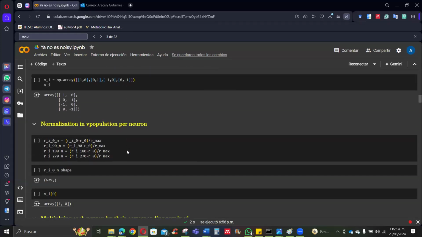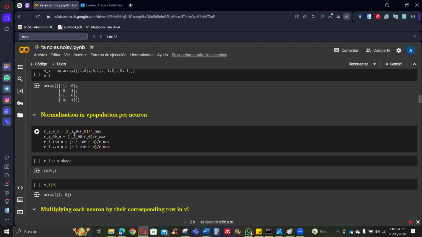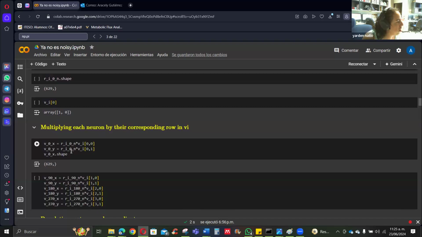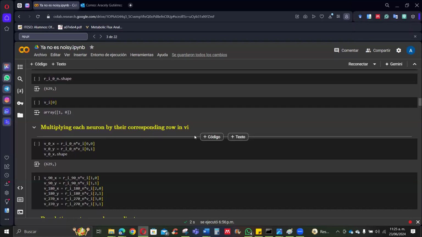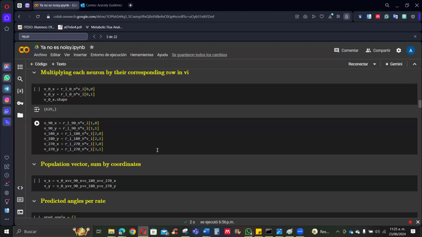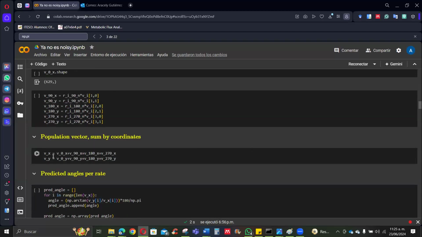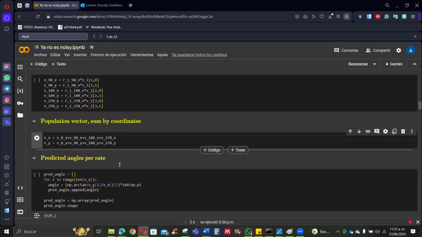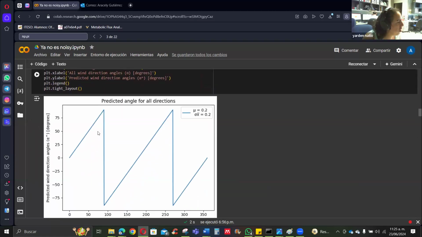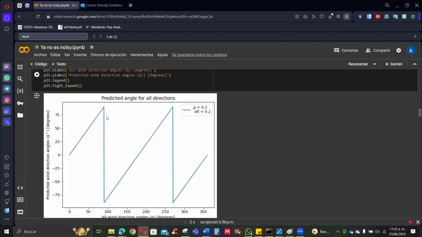So here, after I normalize for each neuron, I subtract the baseline rate, divide by the maximum rate, and this is what I multiply with VI to get the population vector. So I get a vector for X coordinates and then for Y coordinates. And this is what I get for the four interneurons. So this one looks better.